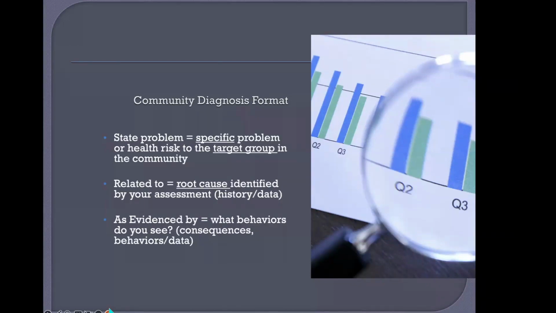Then let's go to the next one. Related to, what is our root cause? I'm going to say traffic accidents involving teenagers on electric bikes. And then the next one, as evidenced by teenagers driving too fast on electric bikes, teenagers not understanding the rules of the road or driving on the wrong side, I guess reckless driving.